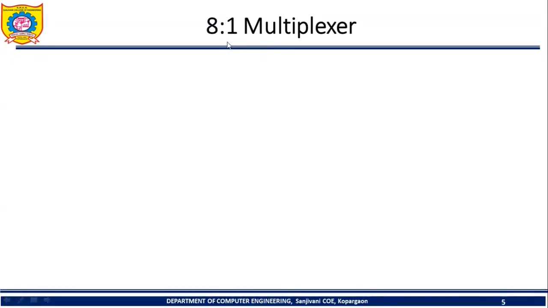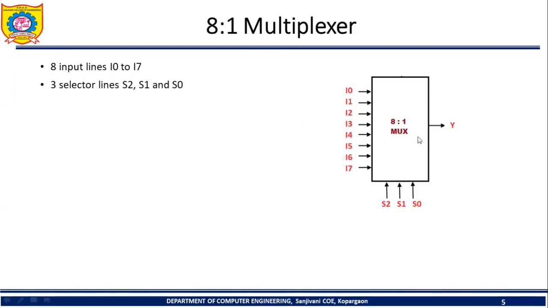Now let's discuss 8:1 multiplexer. As the name indicates, in this multiplexer we will have 8 input lines. Suppose those input lines are labeled from I0 to I7. Can you guess how many selector lines? Yes, in this multiplexer we will have 3 selector lines. Why? Because 2³ will be 8. Suppose the selector lines are S2, S1 and S0. Then this is the block diagram of 8:1 multiplexer.